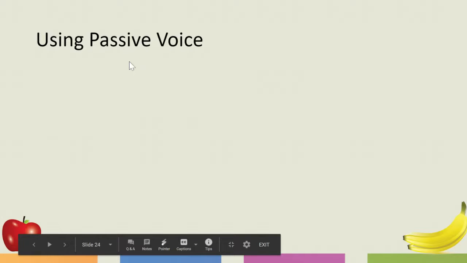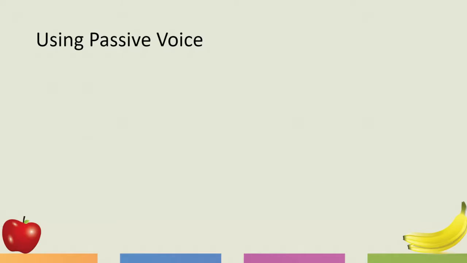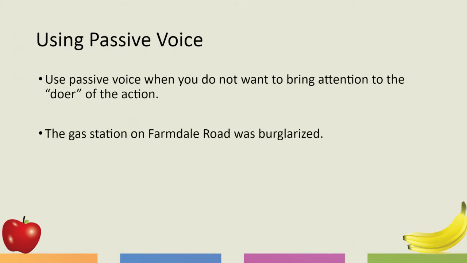So here are your rules for passive voice. Sometimes when they do use passive voice, it's usually used on purpose. It's meant to kind of remove the subject from the action. But as a writer, you guys should use it sparingly and very intentionally, with purpose. Typically it does well, like I said, in storytelling or when you're trying to remove a subject from the action. So use passive voice when you do not want to bring attention to that doer.